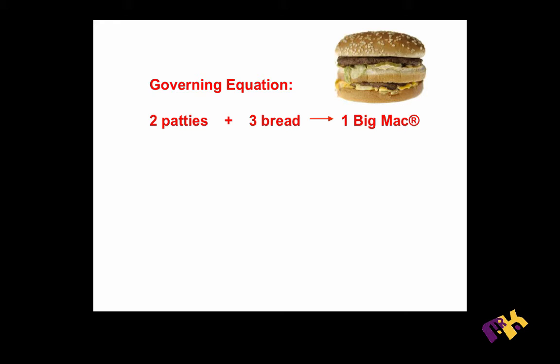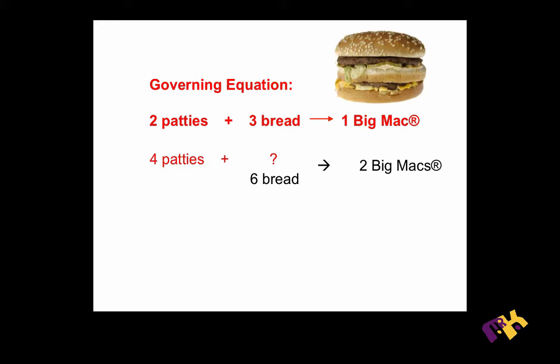Or a Krabby Patty, whatever. We'll simplify it a little bit. 2 patties with 3 pieces of bread yields 1 Big Mac. This is a governing reaction. This is a balanced chemical equation for building a Big Mac. So if we happen to have 4 patties, how much bread do we need in order to complete the process? Well, we would need 6 pieces of bread to make 2 Big Macs, right?